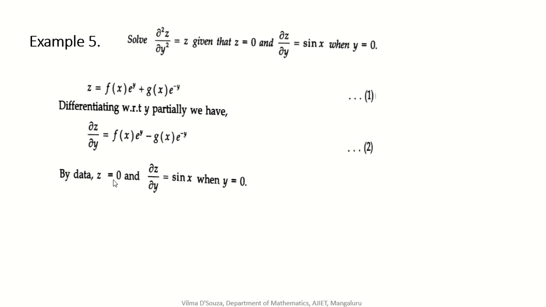So by the data, use the data. When y is 0, what do you get? z is 0. So 0 is equal to f of x plus g of x. Y is 0, so e power 0, e power minus 0 all become 1. So 0 equal to f of x plus g of x. Here dou z by dou y is sin x. So sin x is equal to f of x minus g of x. So two equations, one is f of x plus g of x is equal to 0. One more is f of x minus g of x is equal to sin x.